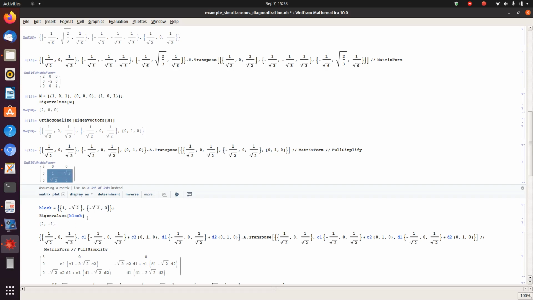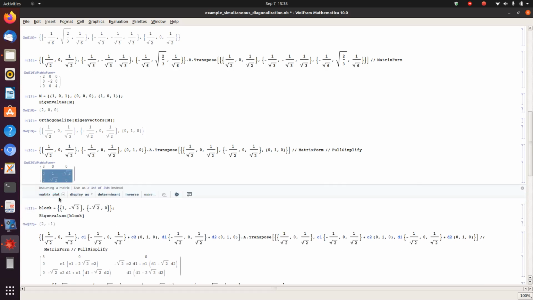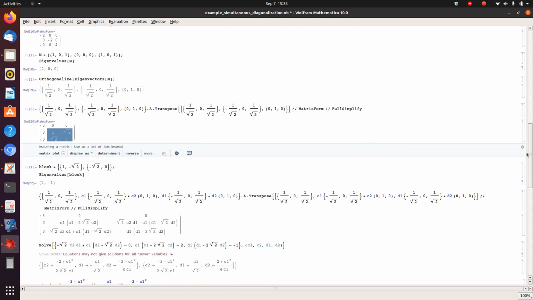Now, let me take this particular block and diagonalize it. I get 2 and minus 1, which is what I expect, because those are the eigenvalues of the matrix M, which are 3, 2, minus 1. So, this form gives me the 3 and this block gives me the 2 and minus 1. Okay. Now, how do I make it fully diagonal, and why did it come in this form?